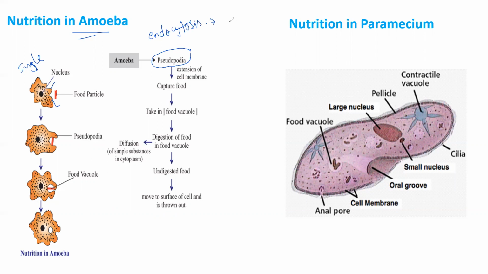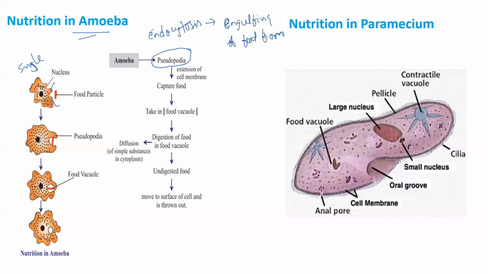Endocytosis is nothing but engulfing of food from surroundings or from the outer environment. That is called endocytosis. Generally, here we have a cell. The cell has a flexible cell membrane or plasma membrane that has the capacity to engulf the food from the outer environment. That is called endocytosis.